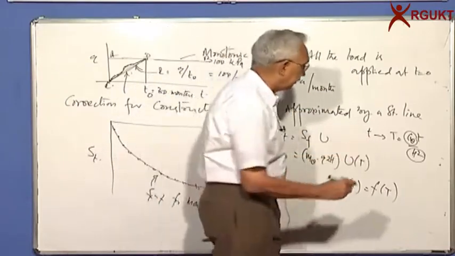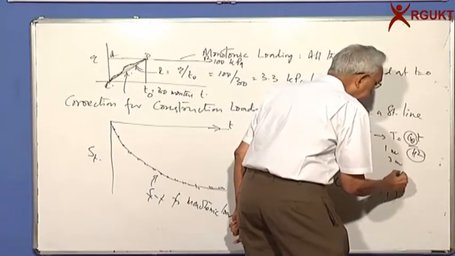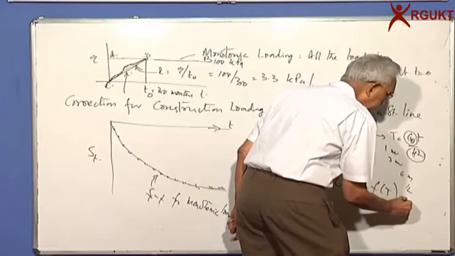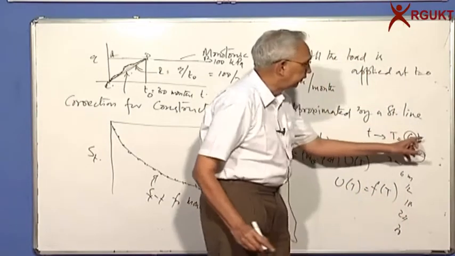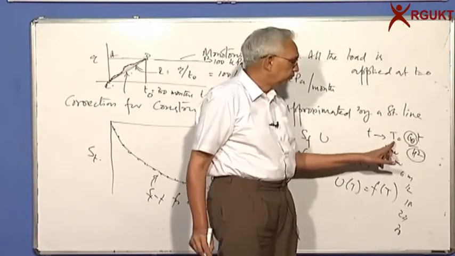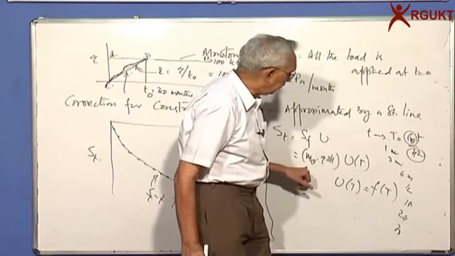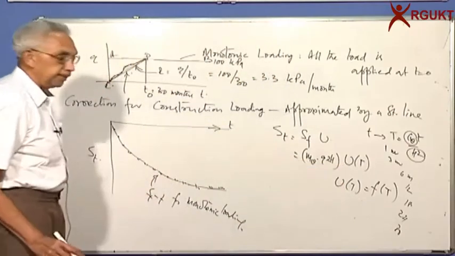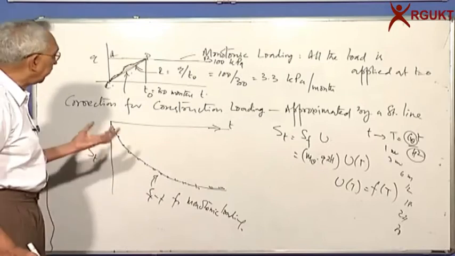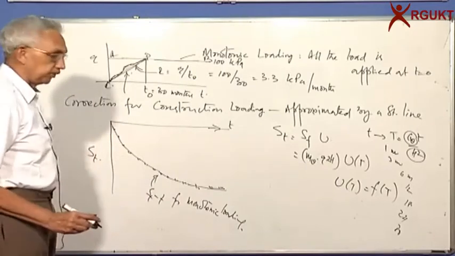I take t equal to, let's say, 1 month, 3 months, 6, 12, 18, 24, 30, etc. I can substitute here and get the time factor. If I get the time factor, I know the degree of consolidation. I multiply the final settlement with the degree of consolidation. I get the settlement at any time t. But I would like to know what is the real settlement at the end of construction.